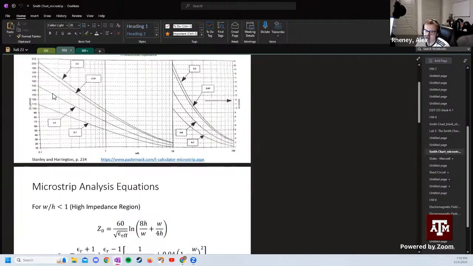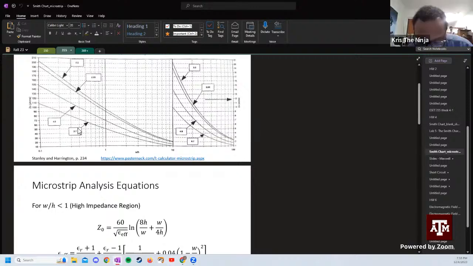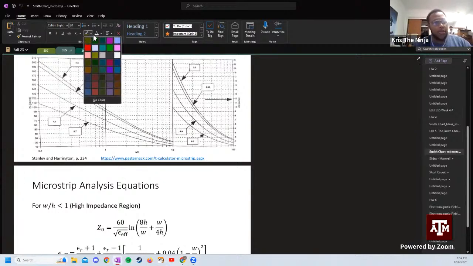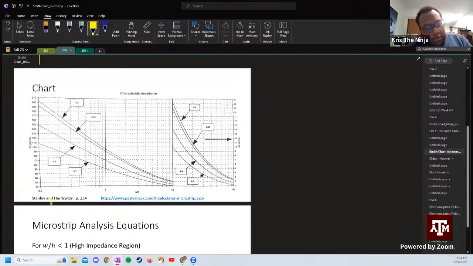All right, so here's the chart. If our Z naught is 50 ohms, I guess we just look at where it is. So 50 ohms, and this is where W over H would be 1. Keep in mind that this chart is on a logarithmic scale, so it appears to not be evenly spaced, but it's a logarithmic scale. And our epsilon R value is 1.7.